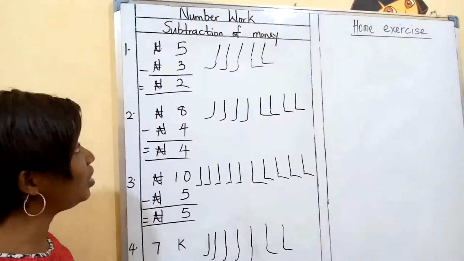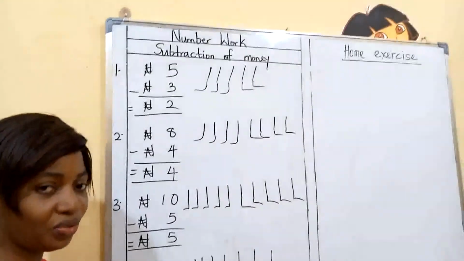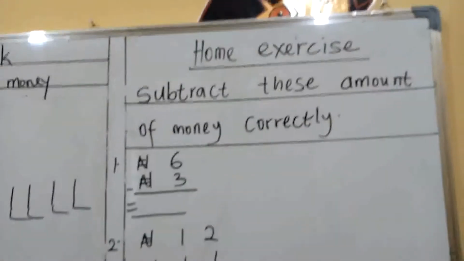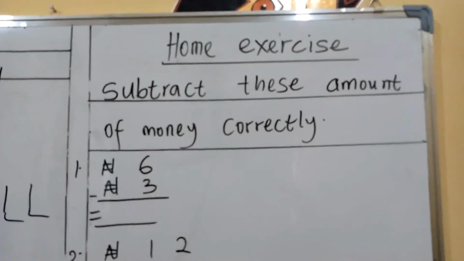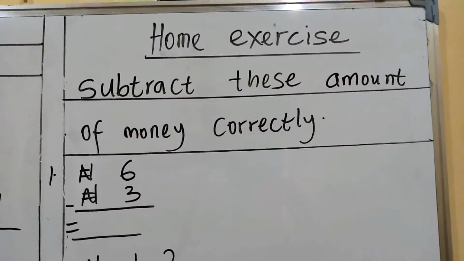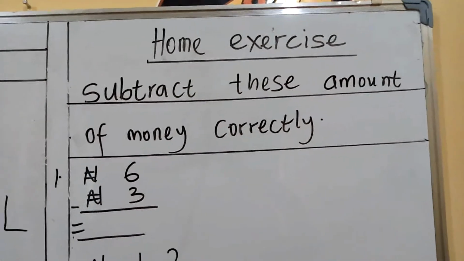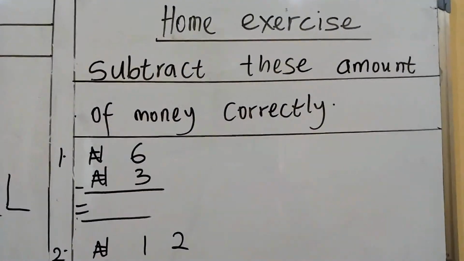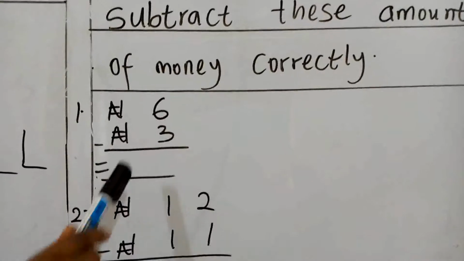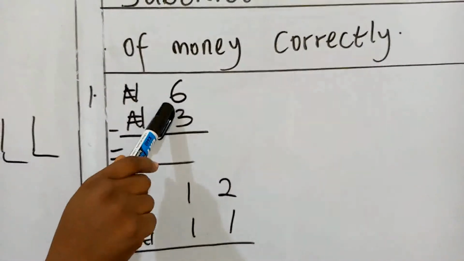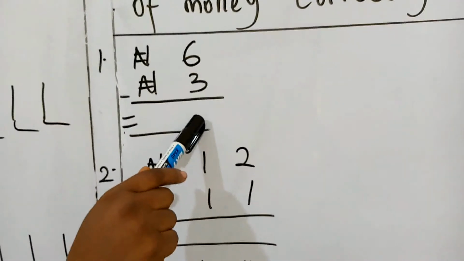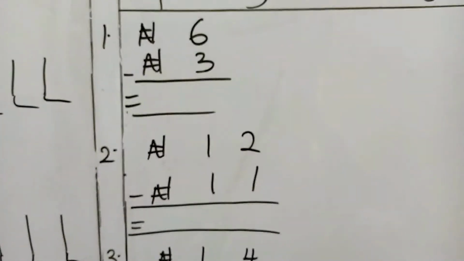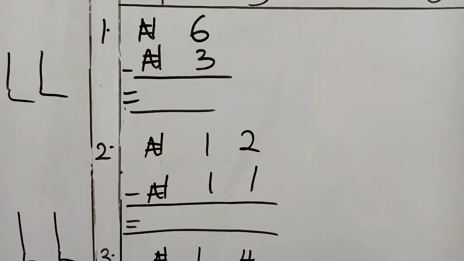So having known that, let me give you something to do for me. Okay, your home exercise is on the board. It says subtract those small amounts of money. Subtract this amount of money correctly. You're going to take away 3 from 6 and give me the answer down here in this box. Okay, you take away 11 from 12.